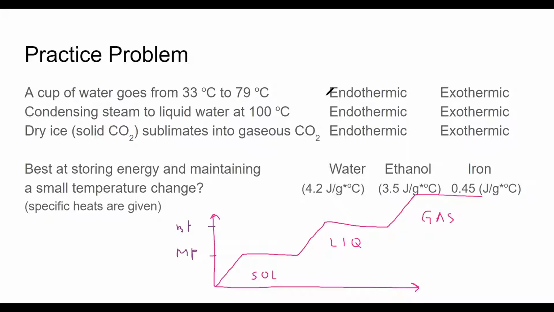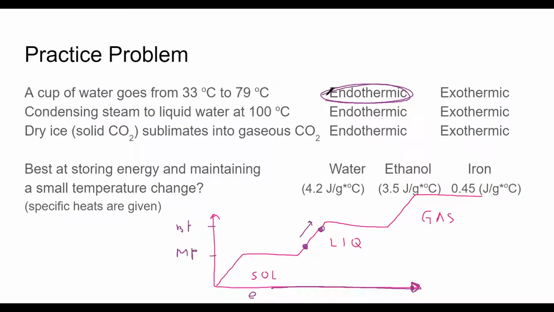So if we have water at 33 degrees Celsius and it's going to 79 degrees Celsius, it's going to be somewhere here on the liquid slope, and it's going to increase upwards into a higher temperature, but it's still liquid. And if you remember, on our x-axis, it's energy added or removed. So if you travel this way on the x-axis, your energy is increasing. So therefore, we're adding energy to the system, making this an endothermic process.